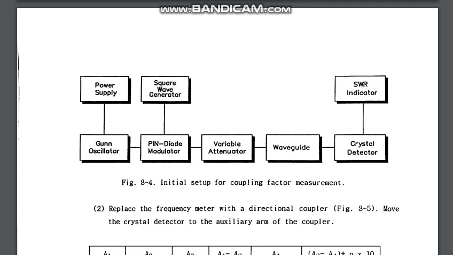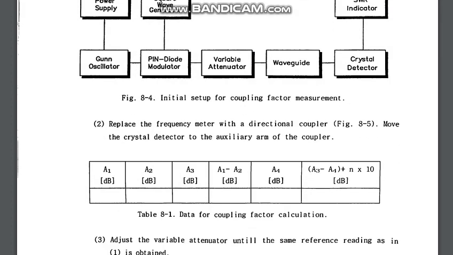It is simple. That is the input part, through the variable attenuator. After going through the waveguide, check the SWR indicator with the crystal detector, and fill in the value from that.